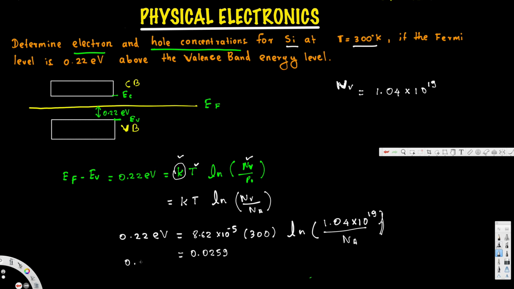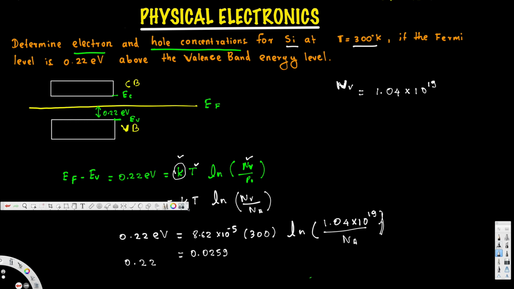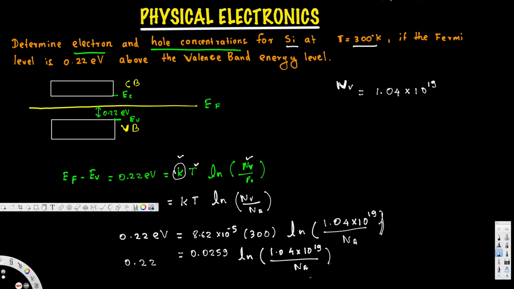And here we have 0.22. And here we can move these two to one side. Okay. And also we have this one multiplied by ln of 1.04 times 10 to the power of 19 over Na. Okay, now to get rid of the ln, we have to take e on both sides.